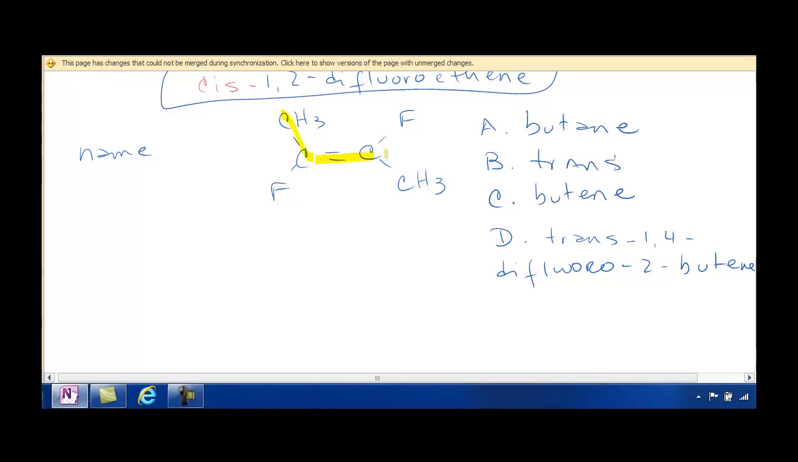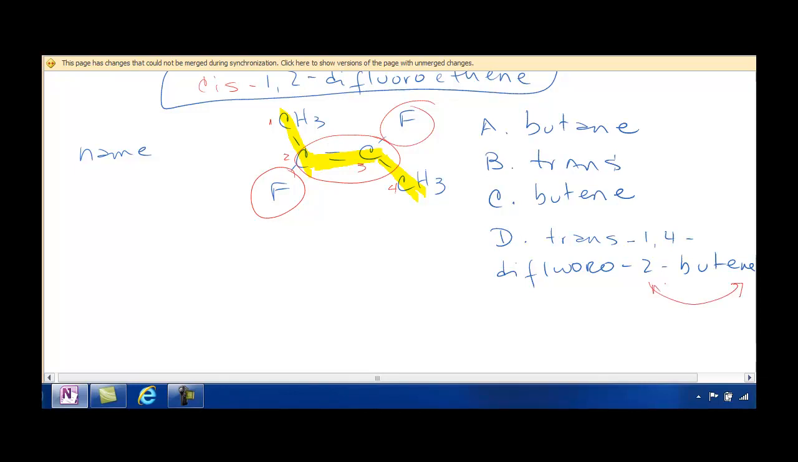So what did this person do? Found the parent chain. Is that news for anybody? The longest continuous chain. It's not going to be straight, it's going to be continuous. This is a continuous chain. After you find it, everybody else that has not been addressed needs an address, and they need a number. So you need to number the parent chain, 1, 2, 3, 4. My double bond is between 2 and 3, so that's why I have a 2-butene.